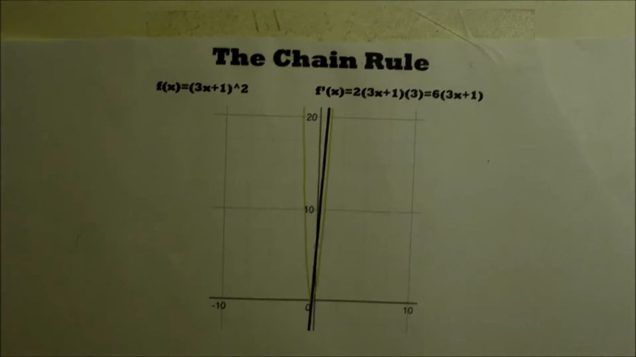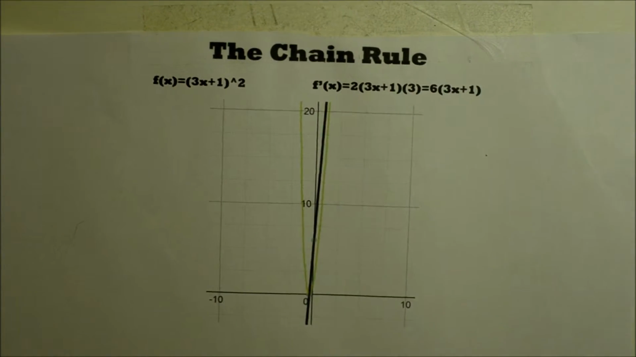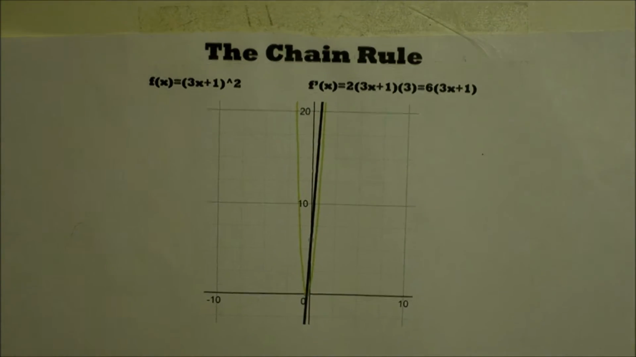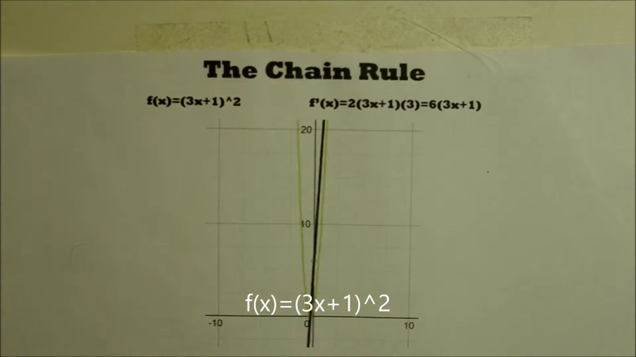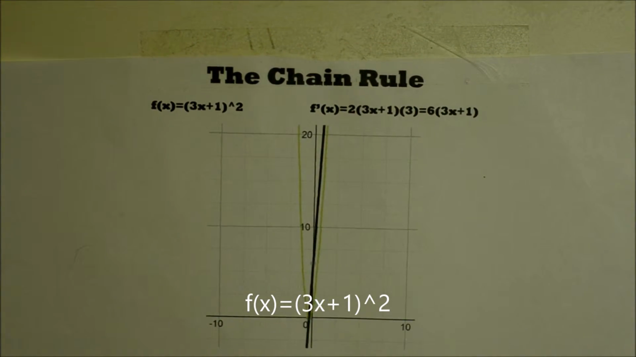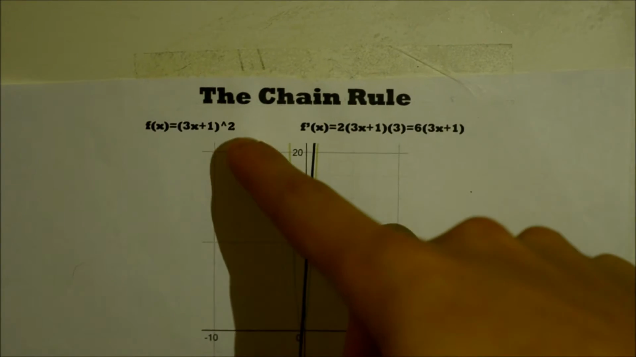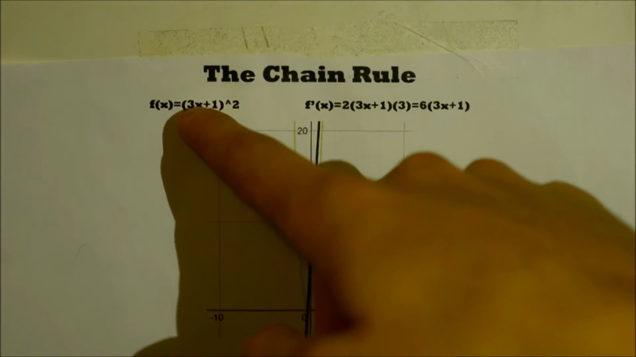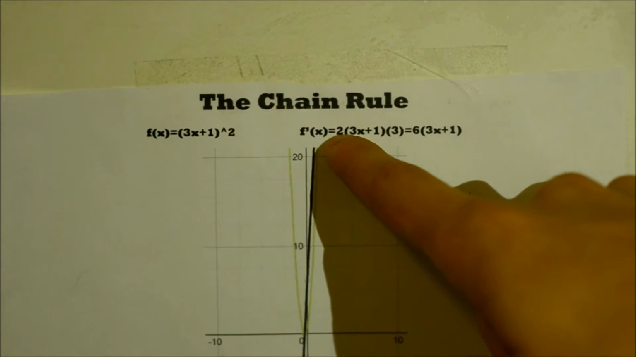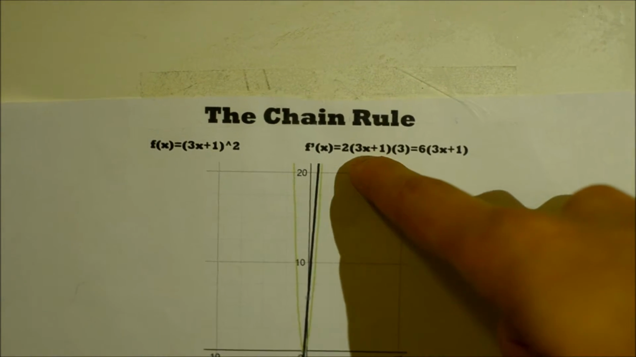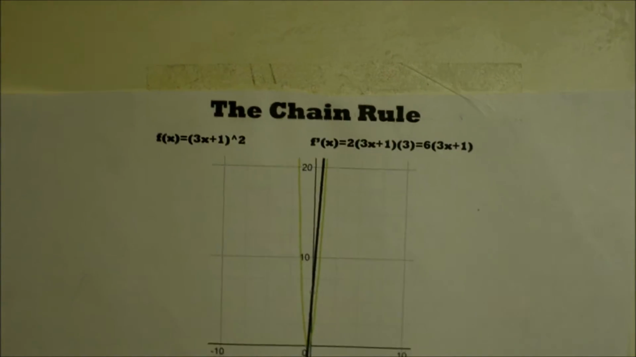This is the chain rule, the final and most complex rule for differentiating functions. When you have a function within a function, such as f of x equals 3x plus 1 all squared, you use the chain rule to find its derivative. When differentiating this function, you will take the derivative of the outside, so bring the 2 down, multiply it by the baby, keep the baby, which is the inside, the same, subtract 1, so you have 2 times the quantity of 3x plus 1, and then you multiply that by the derivative of the baby, which would be 3.